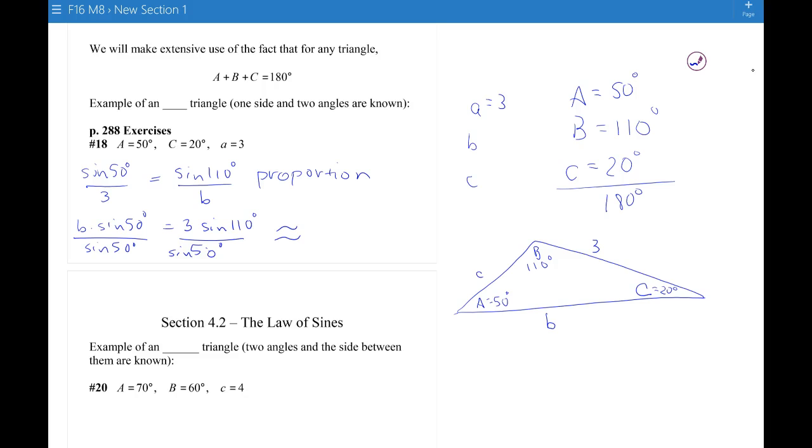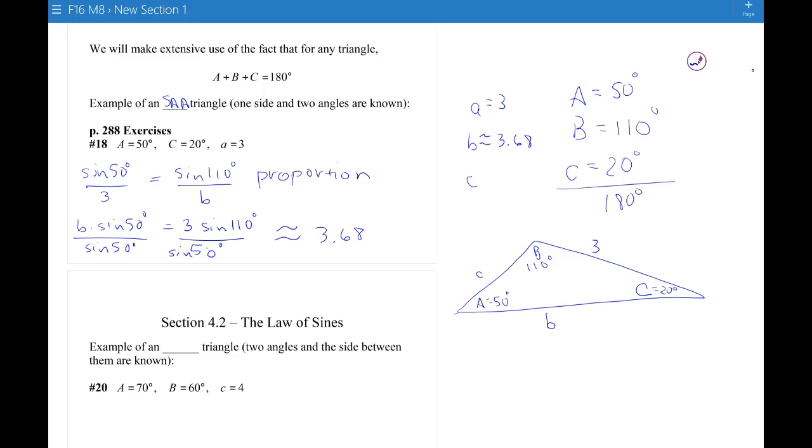So I'm going to take the sine of 110 degrees times 3, and I'm going to divide it by the sine of 50 degrees, and I'm getting 3.68 because we're rounding to 2 decimal places. And I'm going to put approximately equal because I calculated this, so it's an approximation. Now you cannot use the Pythagorean theorem to find the third side length because this is not a right triangle.